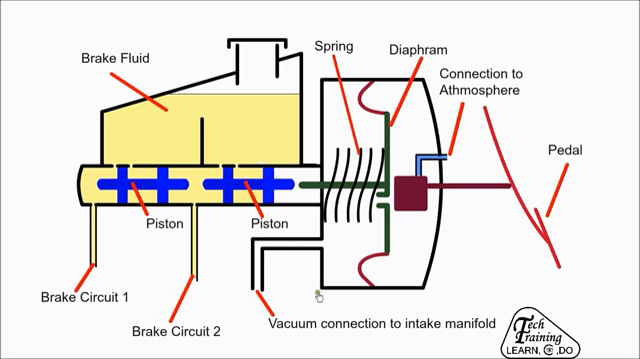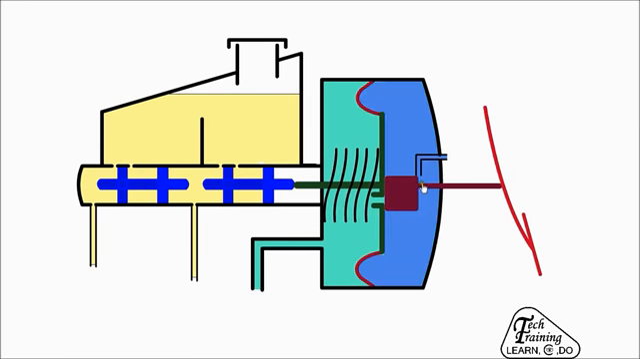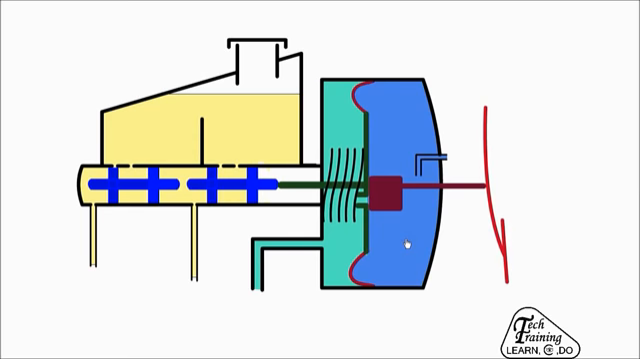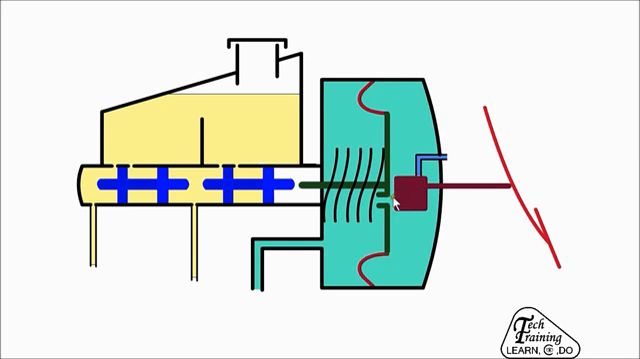When the car is started, there is a vacuum on both sides of the diaphragm. When the pedal is pressed, it first closes the valve to the vacuum side and then opens the valve to atmosphere. Now there is a pressure differential across the diaphragm. Vacuum on one side, atmospheric pressure on the other, which assists with the application of the brakes. When the brake is released, the valve to atmosphere is closed and the vacuum valve is opened, restoring a vacuum on both sides.